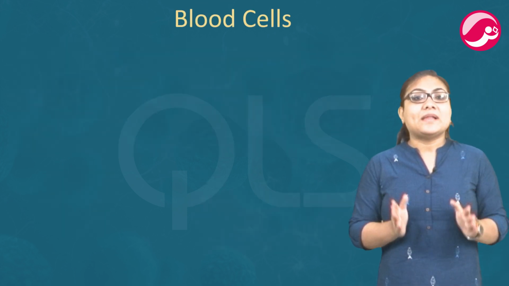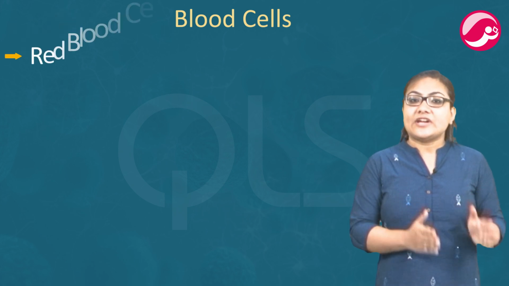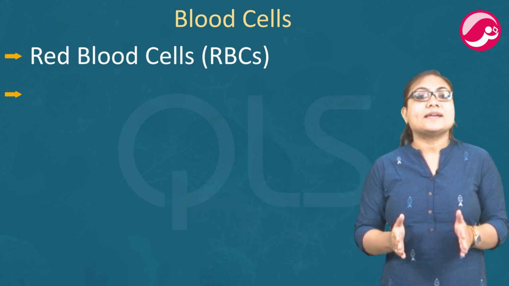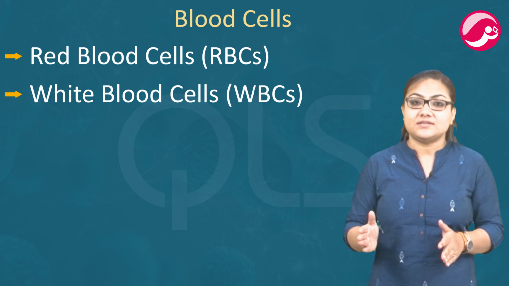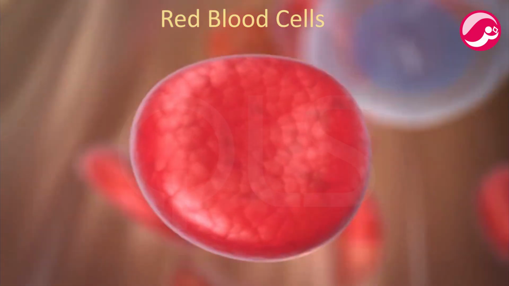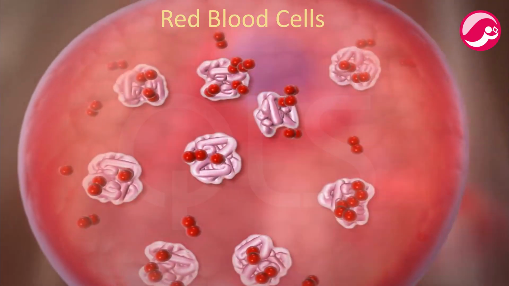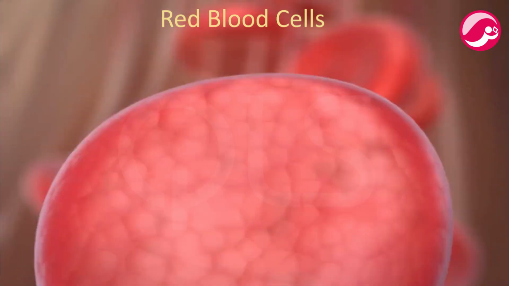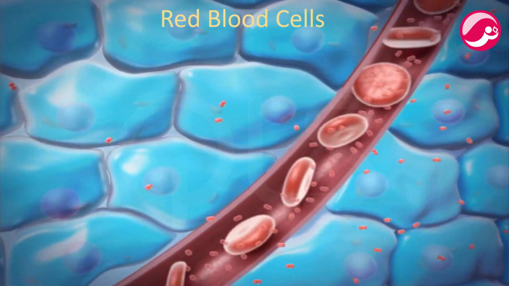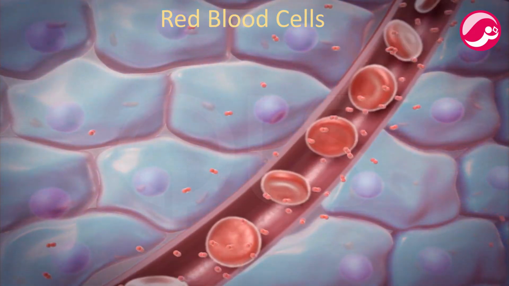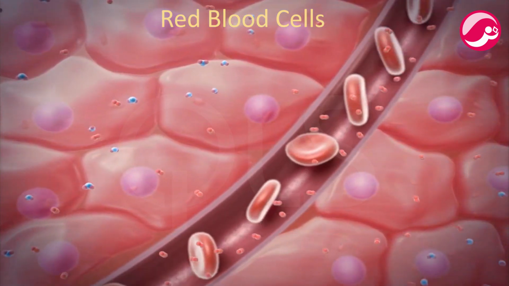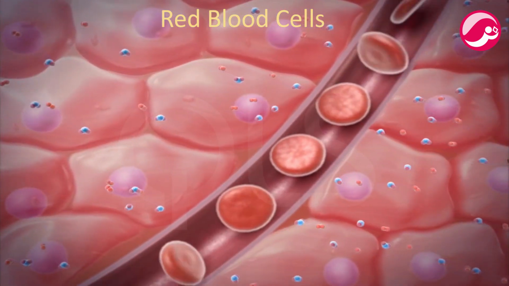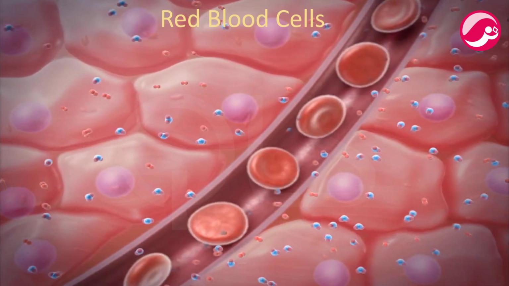Blood cells. Now blood cells are of two types, that is red blood cells, that is RBC, and second is white blood cells, that is WBCs. Red blood cells are of red color because of the presence of hemoglobin, which is a pigment. Hemoglobin readily combines with oxygen and carbon dioxide. The transport of oxygen happens through hemoglobin. Some part of carbon dioxide is also transported through hemoglobin.